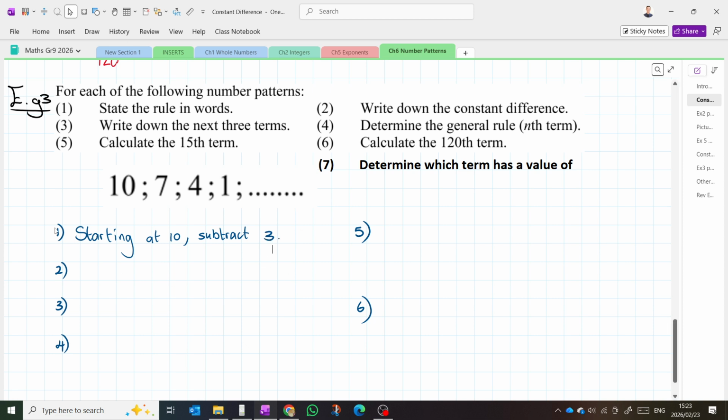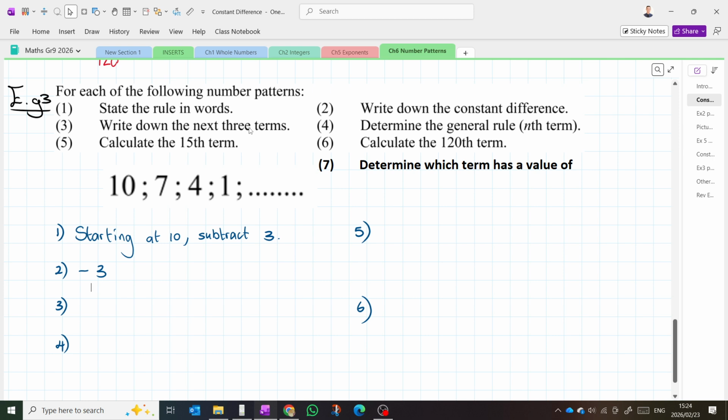So that is my rule in words. Number 2, write down the constant difference. Now, this is where it's important. The sign is going to matter. We can't just say the difference is 3. The difference is negative 3. That is my constant difference.